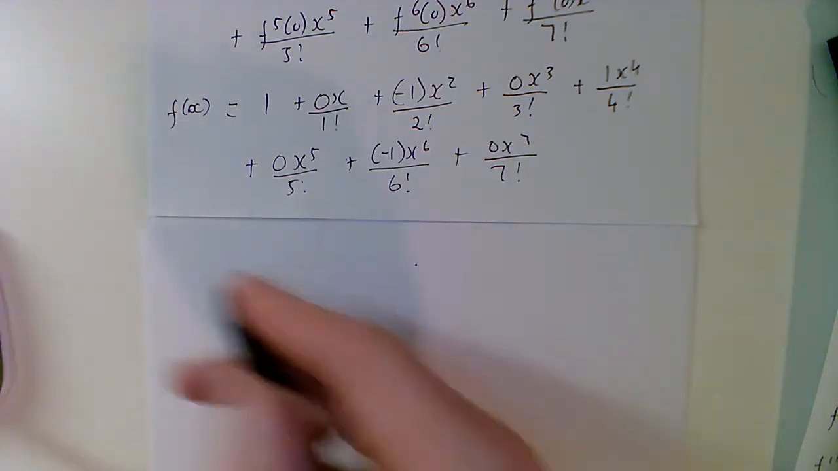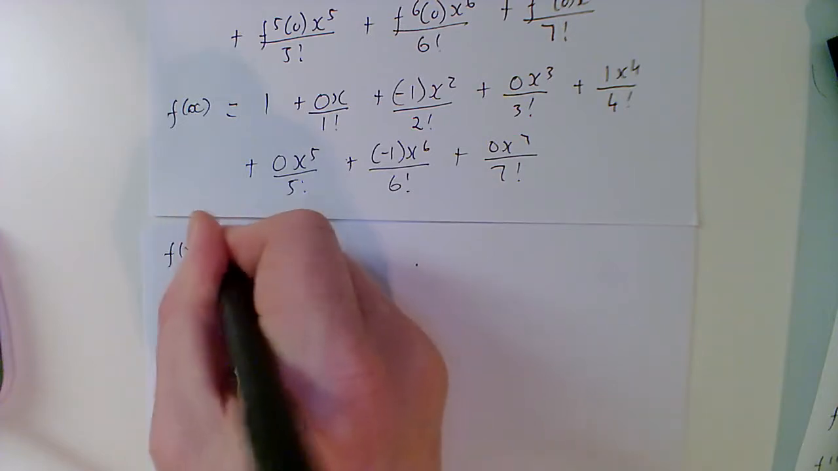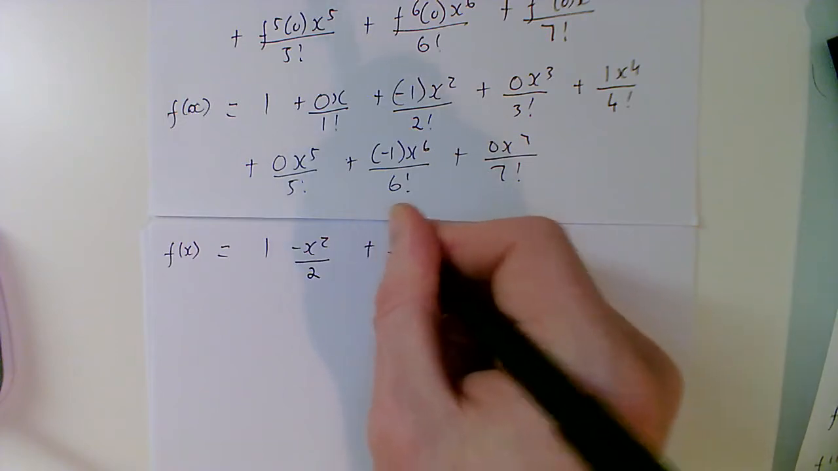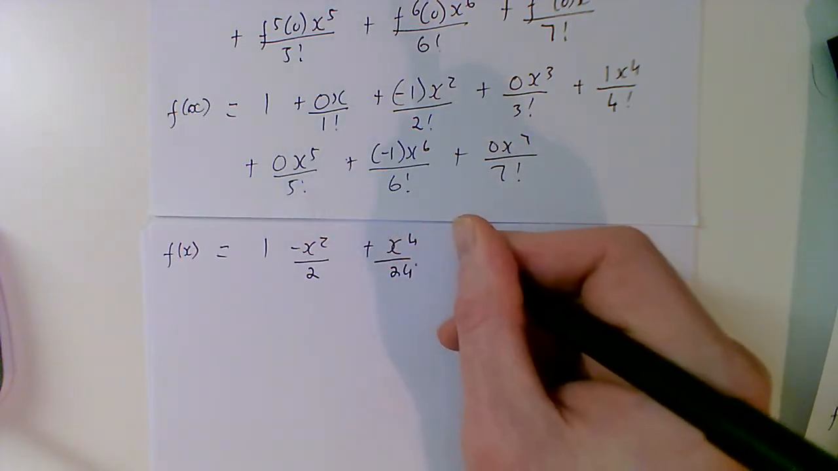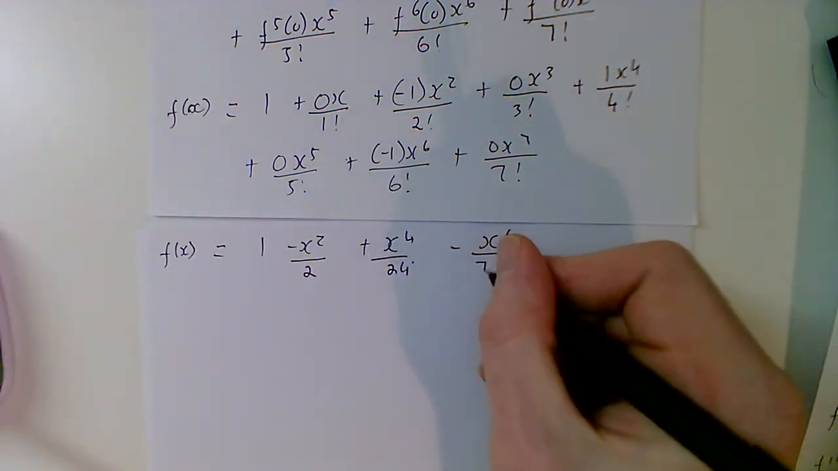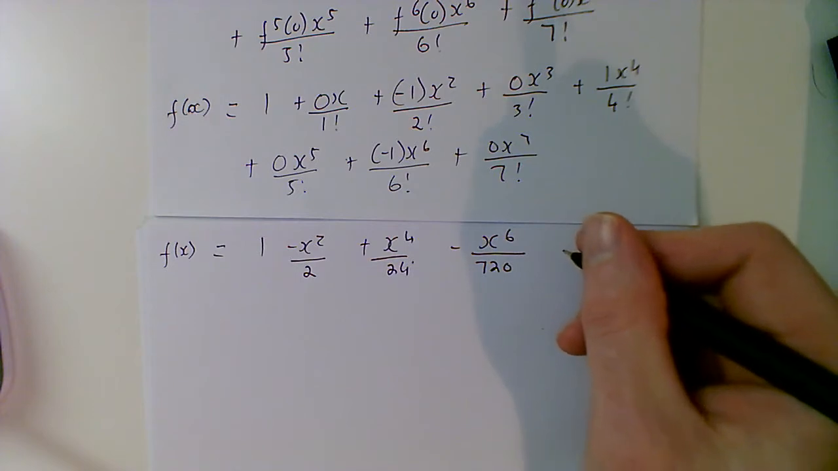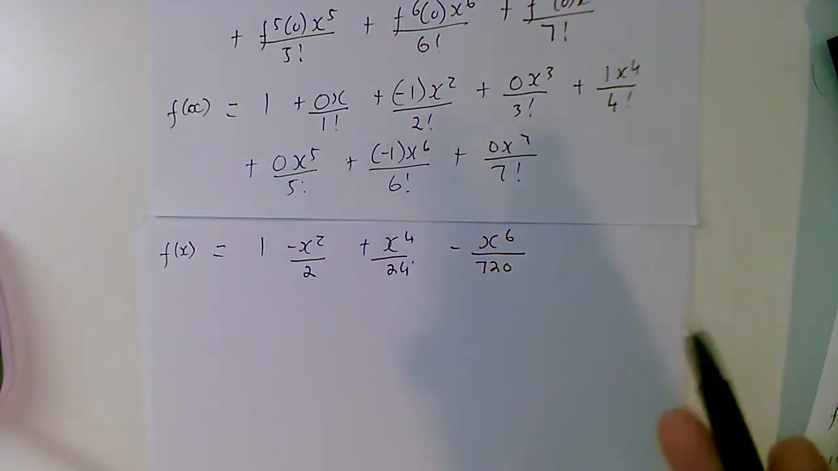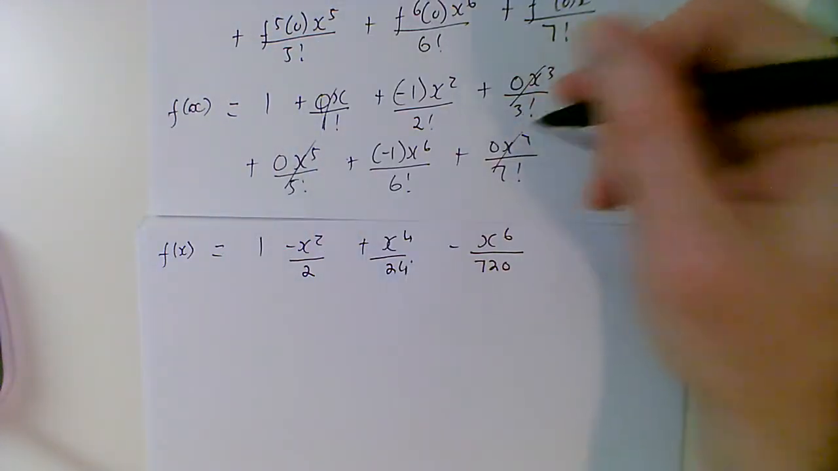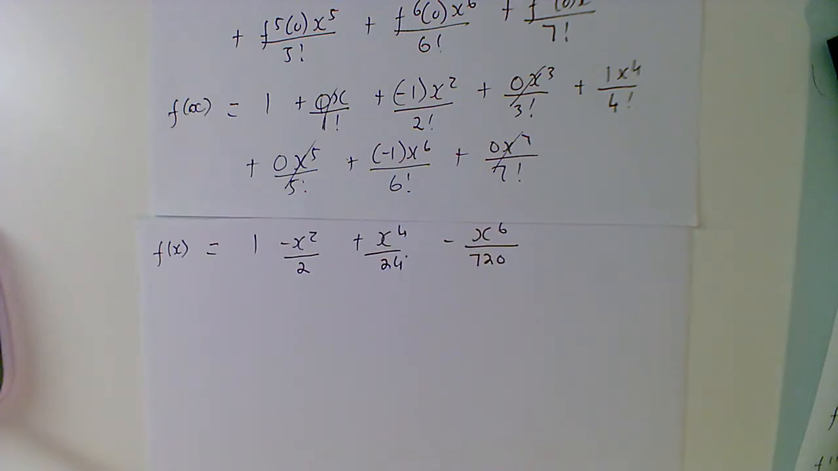Okay, so f of x is 1 take away x squared over 2 plus x to the power of 4 over 24 take away x to the power of 6 over 720. That's us done. There's only 4 terms because I've got that one, that one, that one, and that one cancelling out because they've all got a coefficient of 0. So that is my Maclaurin expansion down to the x to the power of 7 term for f of x equals cos x.